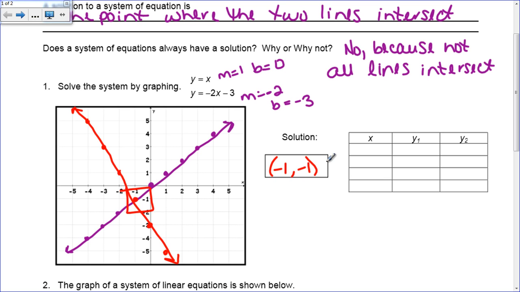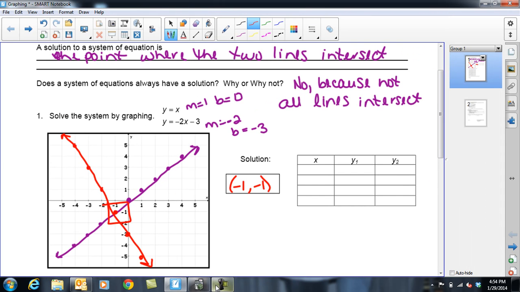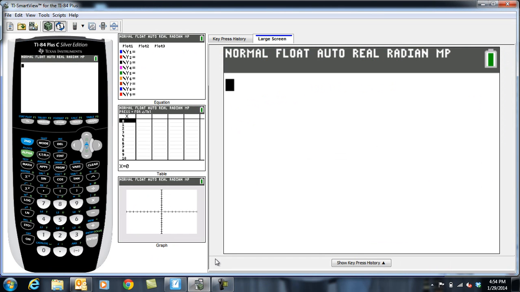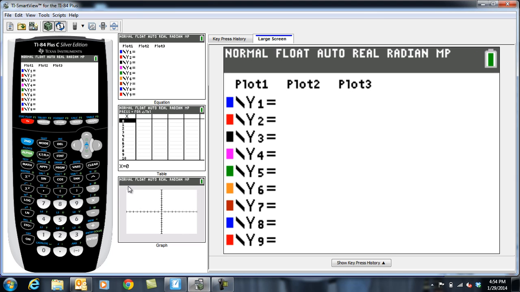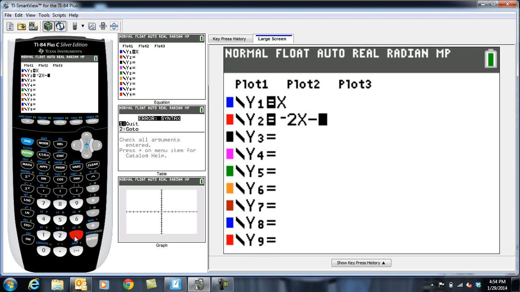We're going to look and see how our calculator will help us solve a system of equations. So you need to grab your calculator. And the first thing we're going to do is push this button that says y equals, and we're going to type our equations in here. If you have anything typed in, just hit clear and then we'll retype. So my first equation was y equals x, and then my second equation is negative 2x minus 3.